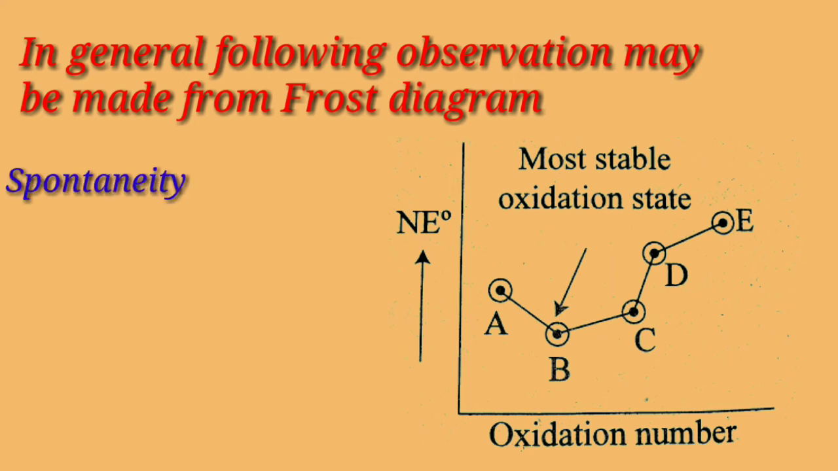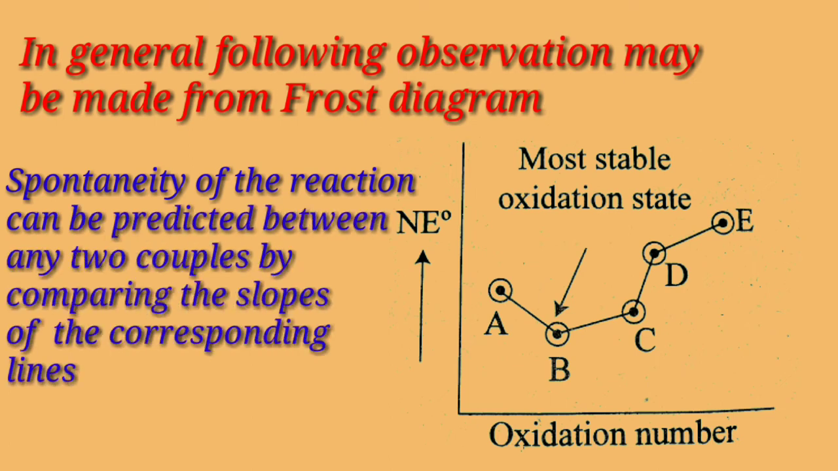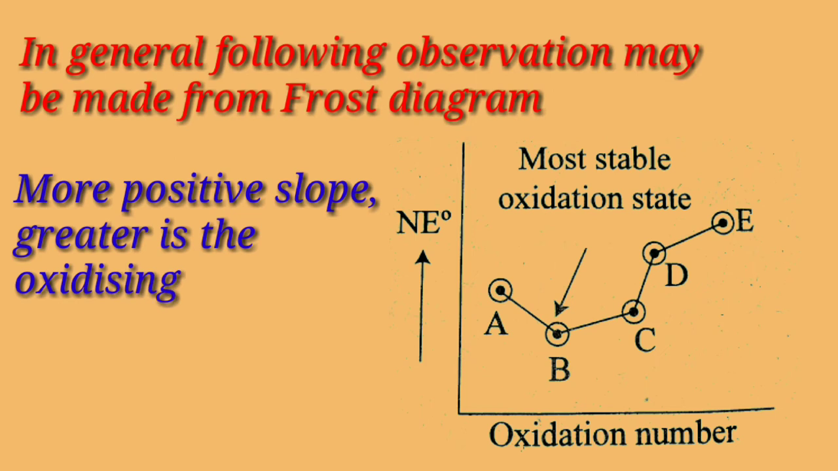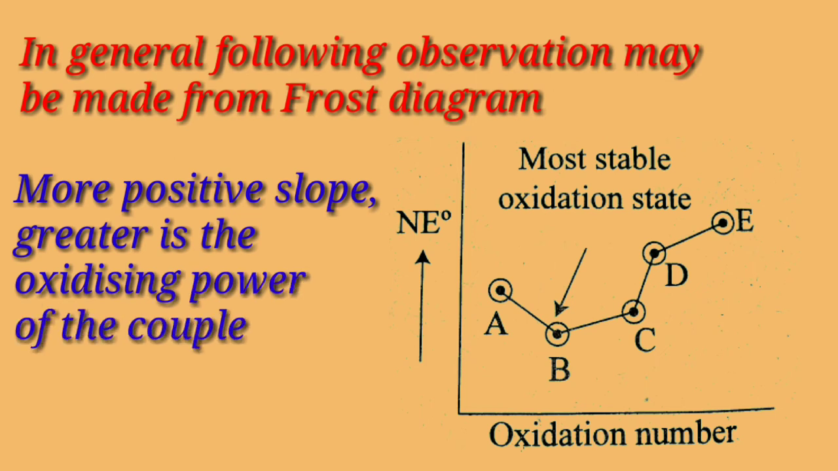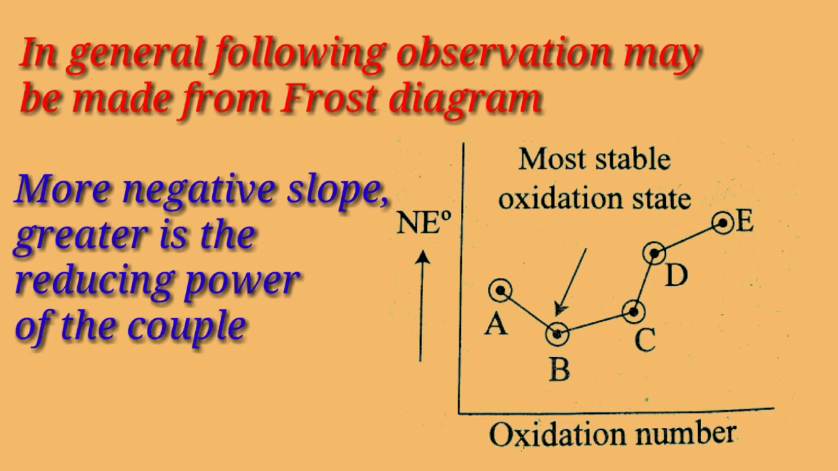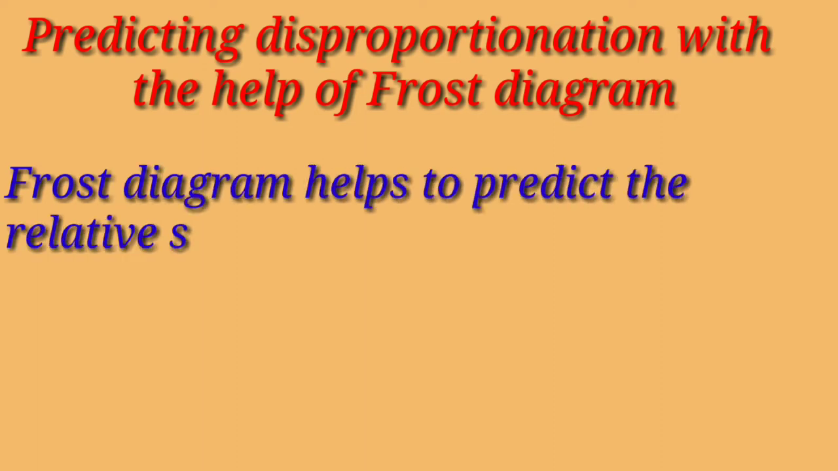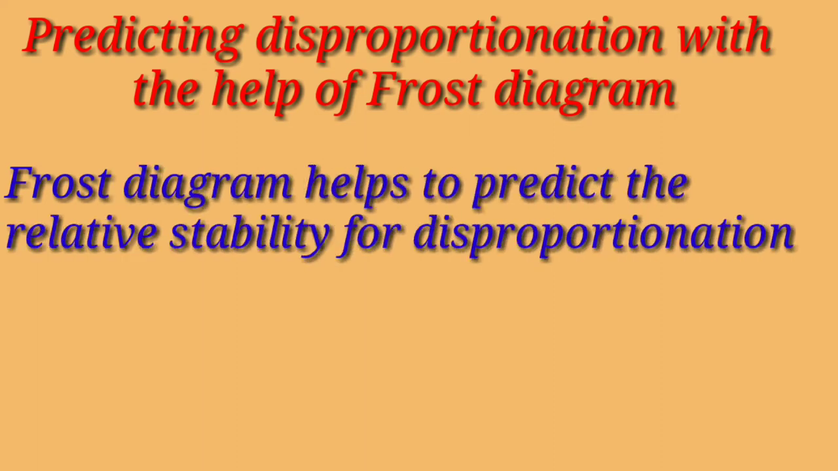So students, we can easily predict the spontaneity of the reaction between any two couples by comparing the slopes of the corresponding lines. More positive the slope, greater is the oxidizing power of the couple, and more negative the slope, greater is the reducing power of the couple. Next is predicting disproportionation with the help of Frost diagram. Frost diagram also helps to predict the relative stability for disproportionation.